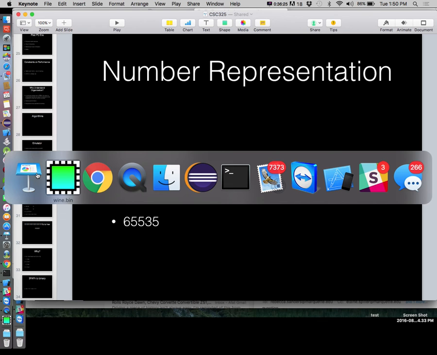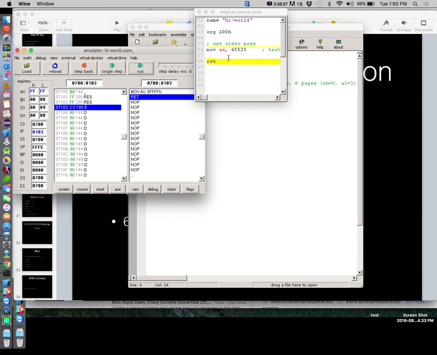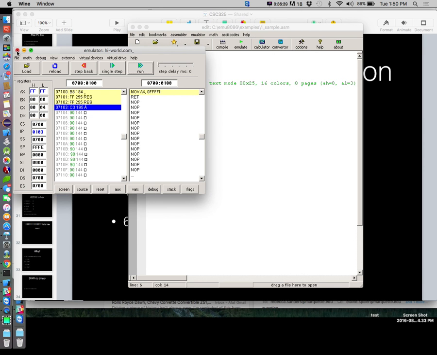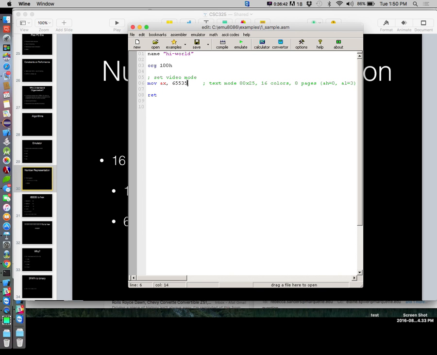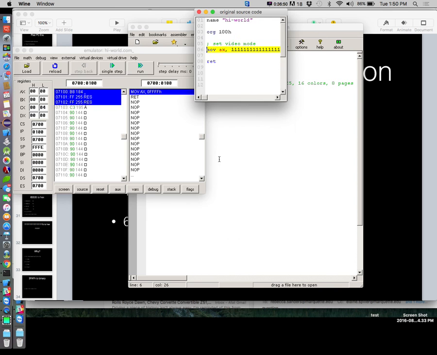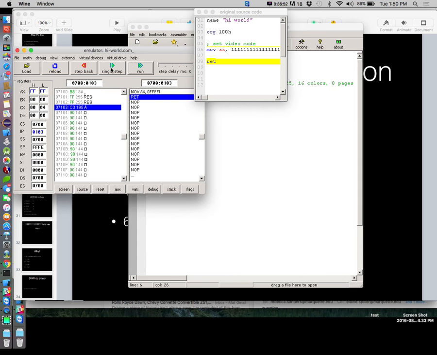All right, so getting back to what we were talking about here, we loaded 65,535 into AX. Similarly, we could have said 1, 1... I guess I need to close this. 1, 2, 3, 4, 1, 2, 3, 4, 1, 2, 3, 4, 1, 2, 3, 4. Load that value in there, emulate it, step once. We see we get the exact same value in there.